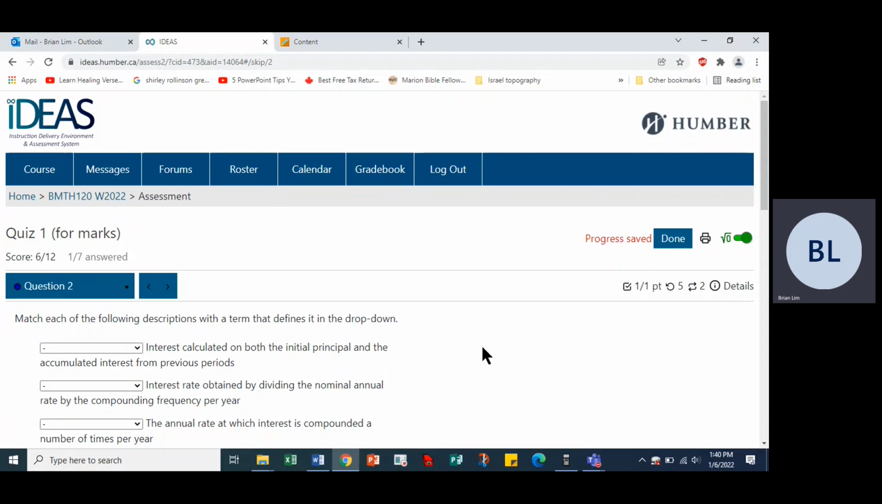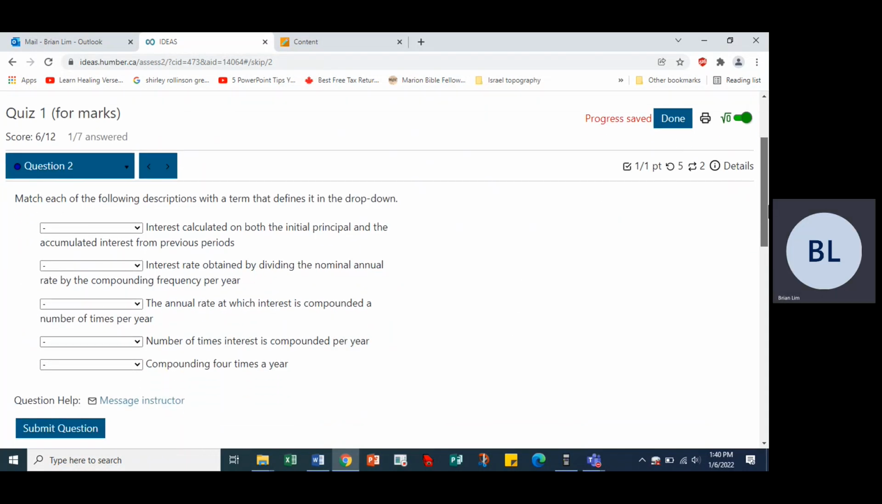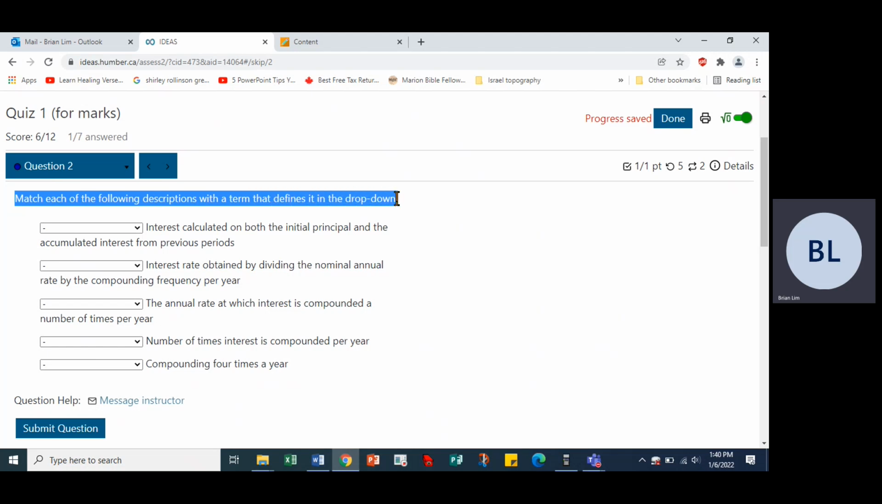Okay, this is quiz 1, question 2. Here we go. Match each of the following descriptions with a term that defines it in the drop-down. Okay, first one.